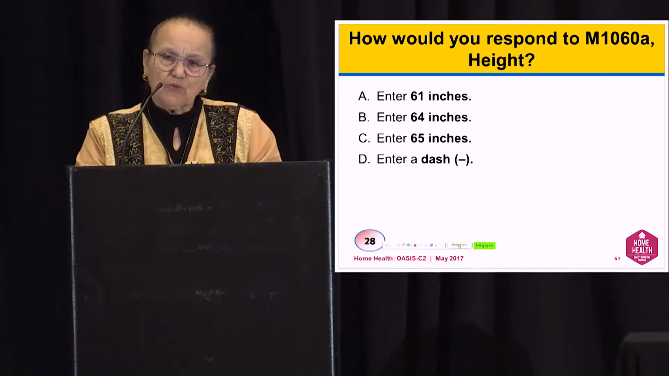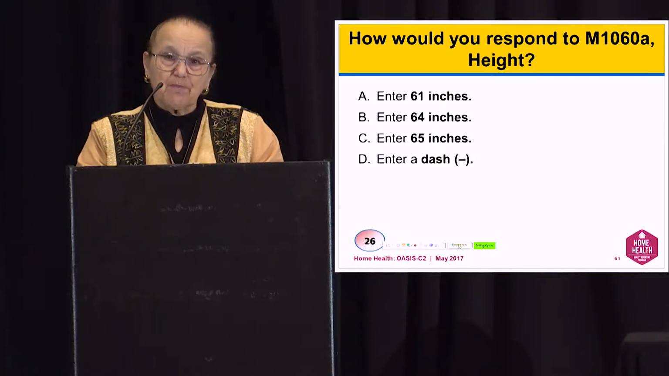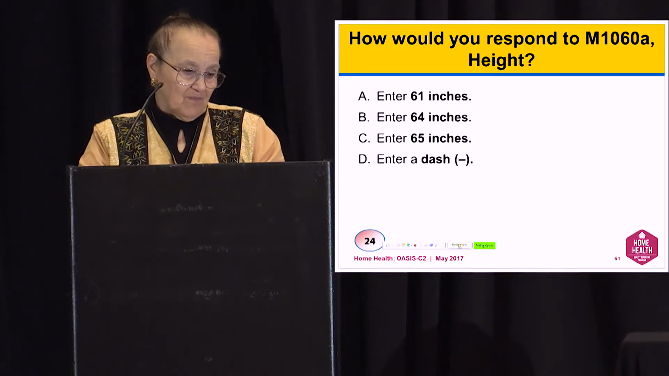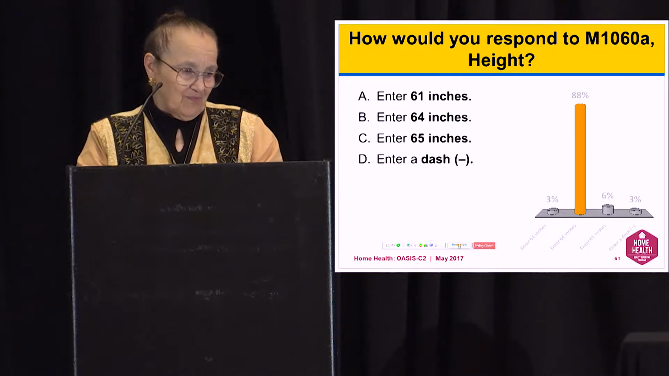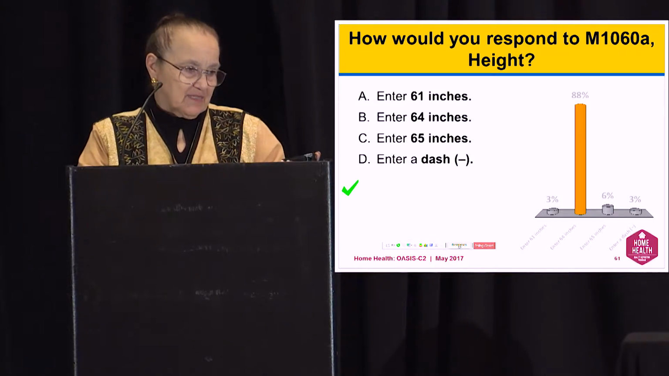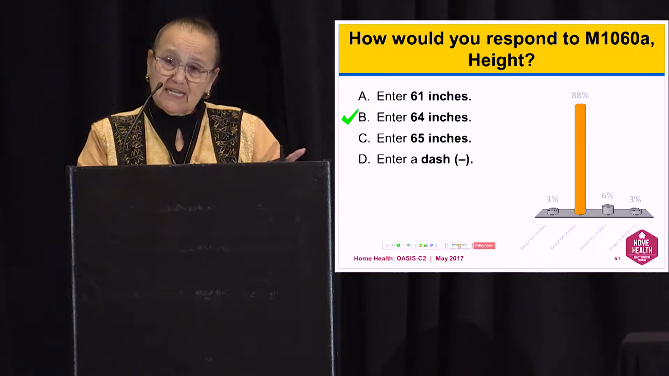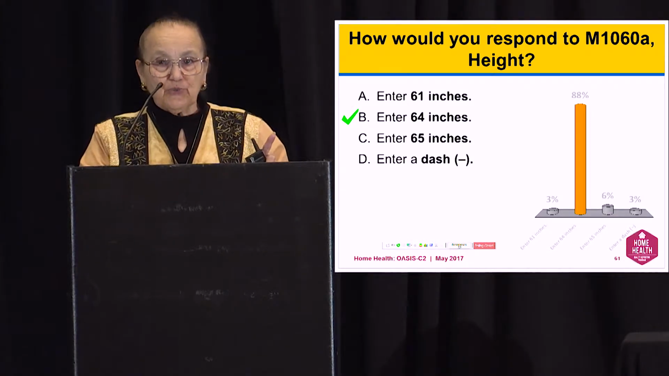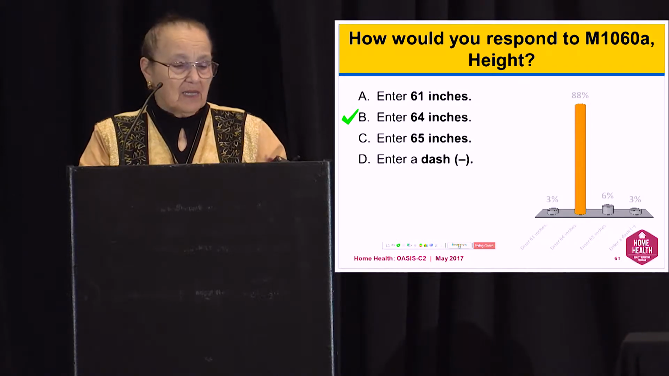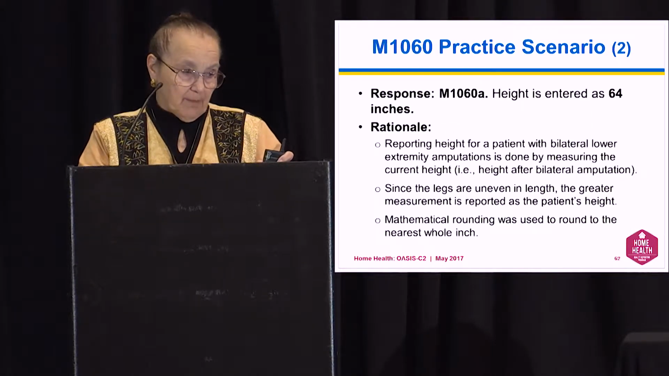What do you think is the correct answer for Mr. B's remaining height? Remember to round according to the mathematical rounding principles. And we have a little bit of a spread now. Let's see what happened. The correct answer is 64, because you use mathematical rounding and you use the longer limb.